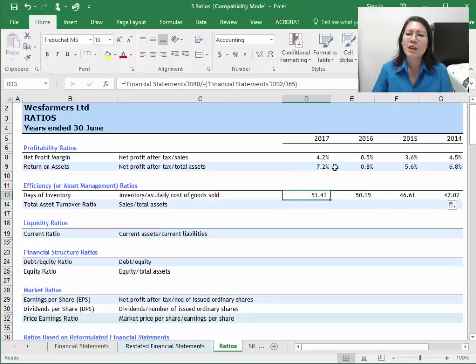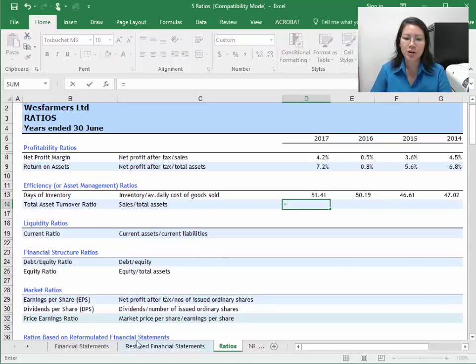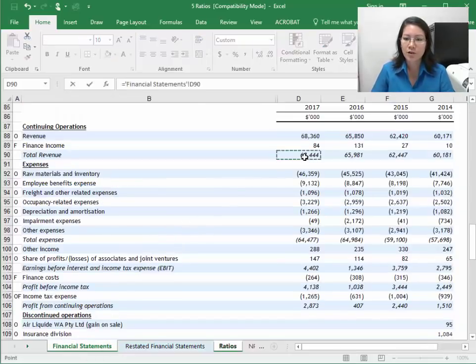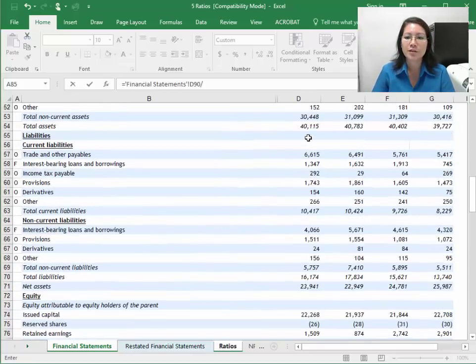So make sure that you're also analysing, in addition to the individual years, the trend. That's probably the more important part. Look at the trend of these ratios. Okay, moving on. Total asset turnover ratio. So sales divided by total assets. Nice and easy. Revenue divided by total assets for me.